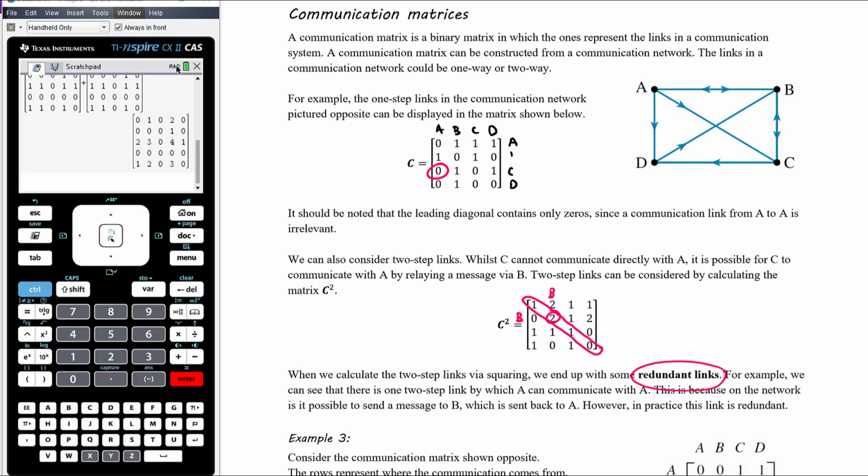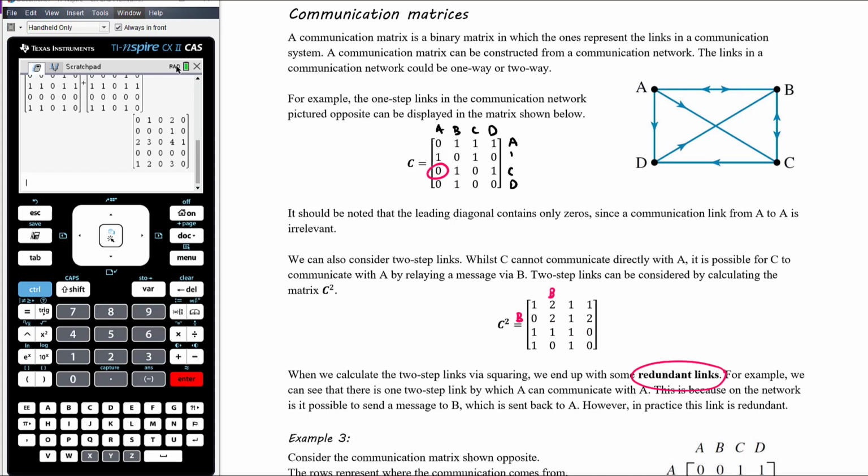So if you're going to go to a next step, let's say we wanted to calculate C cubed, if you had lots more nodes, if we had 20 different people in this network, and we wanted to look at C cubed, how many three-step ways of communicating are there? What we would do before we calculated C cubed is that we would think about getting rid of these zeros here before we then multiply by C again. Okay, it's getting rid of those redundant links before we then multiply again.